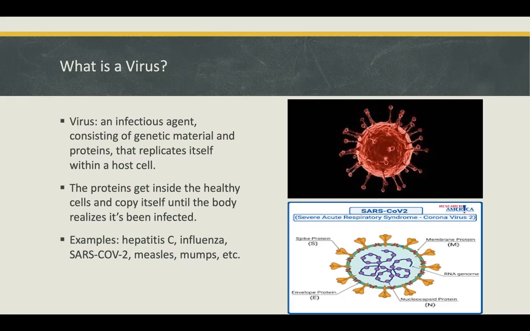Now, there are many different types of viruses. Some include hepatitis C, influenza, SARS-CoV-2, measles, mumps, etc. There are many different types. So to the right, we see a typical depiction of what a virus looks like, and there seem to be little spikes coming off of them. So I thought it was appropriate to include a cartoon picture of SARS-CoV-2 because the proteins in SARS-CoV-2 are actually known as spike proteins, and those are the spikes coming off of the virus. It is the proteins.